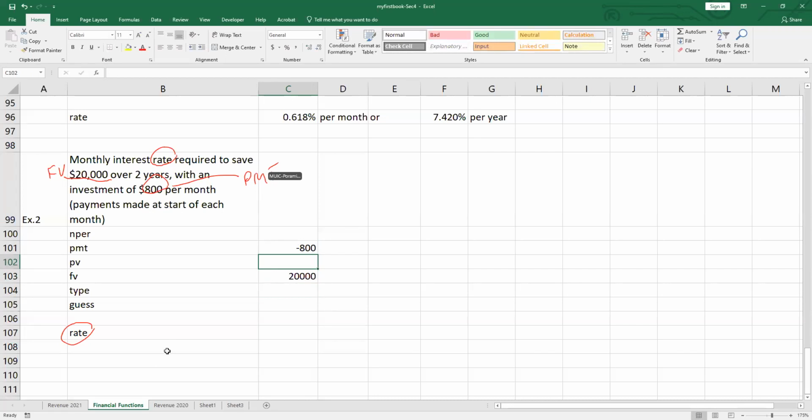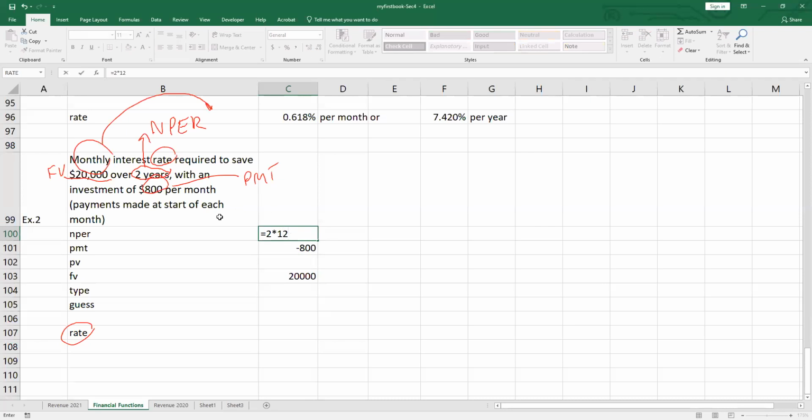Next, we want to save the money in 2 years. That is the Nper. But you have to change it to the number of months first to match, so I multiply two years by 12. And then present value, it doesn't say anything. That means you start from $0, you don't have some amount of money to pay the first time. Then the PV is zero.